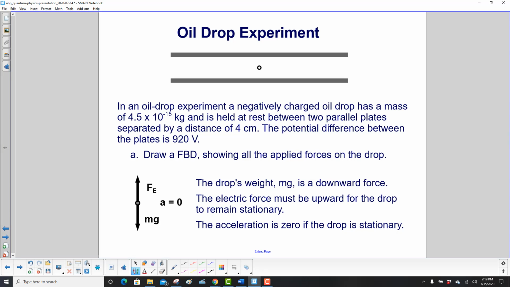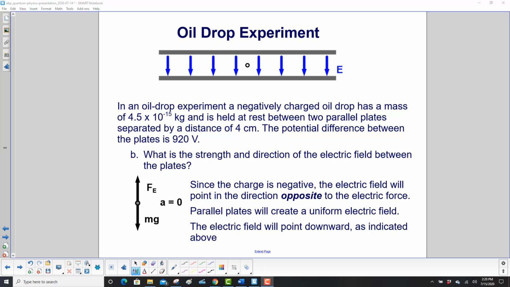First, the drop has a mass, so it has a weight, mg, pointing down. For it not to move, which means it has an acceleration of 0, it needs a force in the upward direction, so that will be the electric force. What is the strength and direction of the electric field between the plates? Well, the charge is negative, so the electric field will point in the direction opposite to the electric force. Electric force up, electric field down.